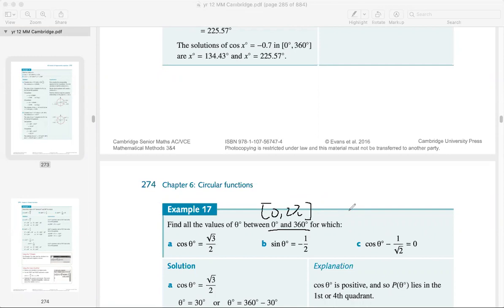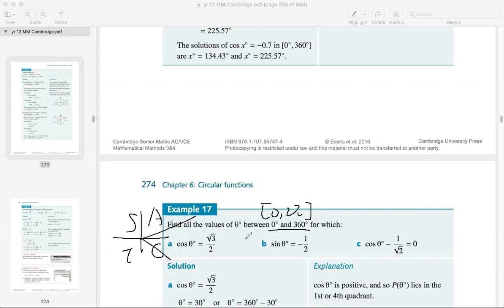So for example, cos theta equals square root 3 over 2. According to the ASTC principle, it must be in the first and fourth quadrant. For the first quadrant, referring to our table, which I ask you guys to remember, it is pi on 6. And for the fourth quadrant, it is 11 pi on 6. So technically speaking, it's 30 degrees and 330.